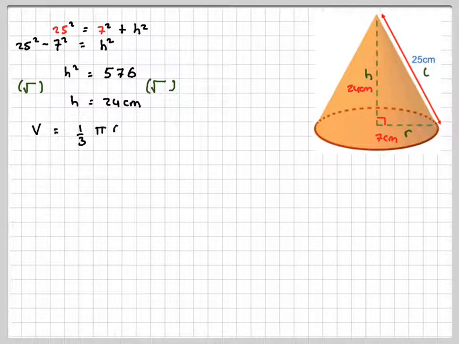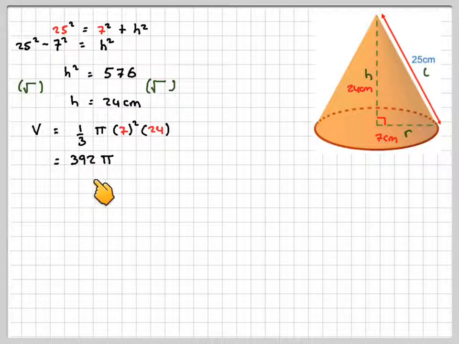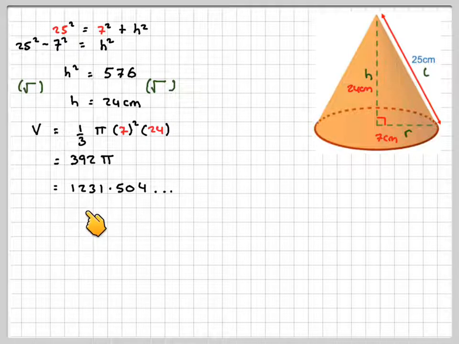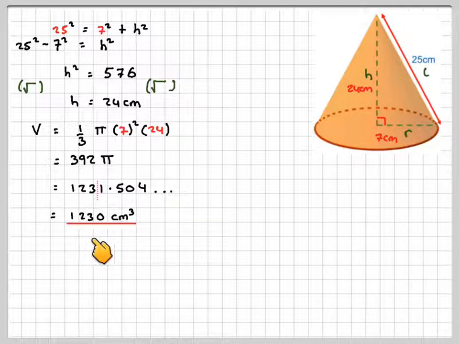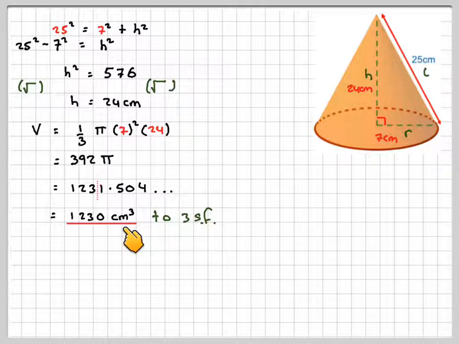Right, now we can do the volume, which is 1/3 of pi times the radius squared, which is 7 squared, times the height, which is 24. That gives you 392 times pi, which is 1,231.504. To three significant figures, that 1 will have no effect on the 3, so we need to put 1, 2, 3 and a 0 centimeters cubed to three significant figures.